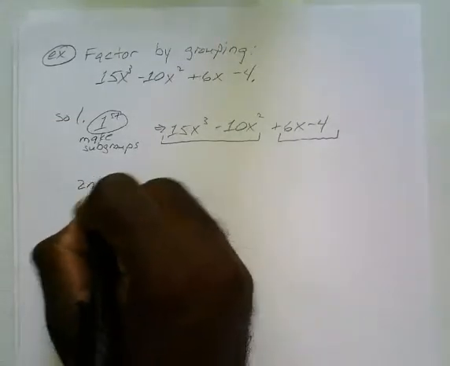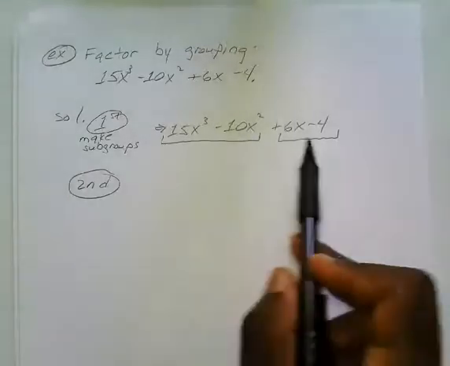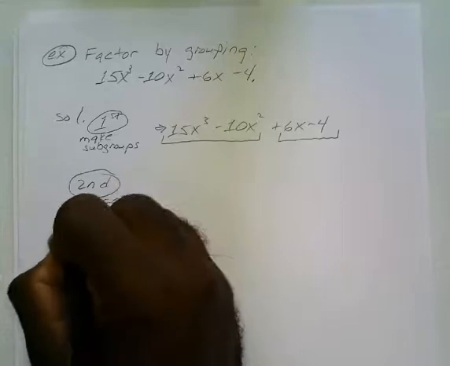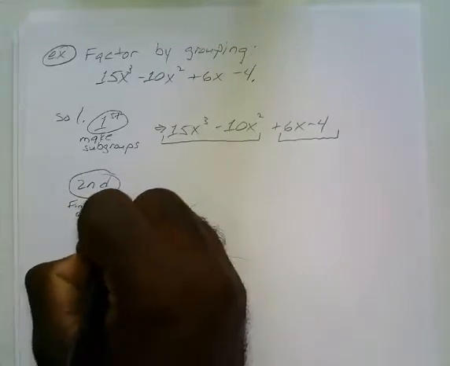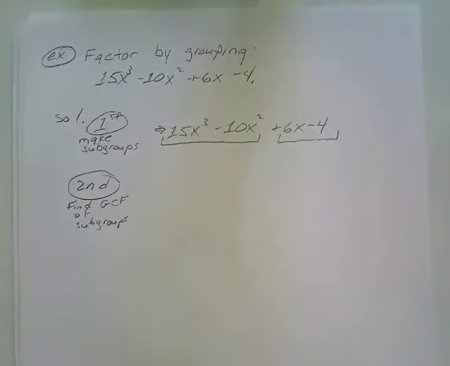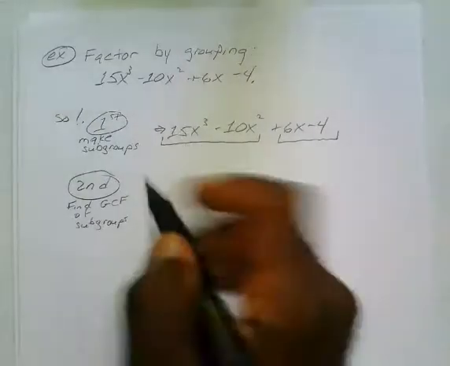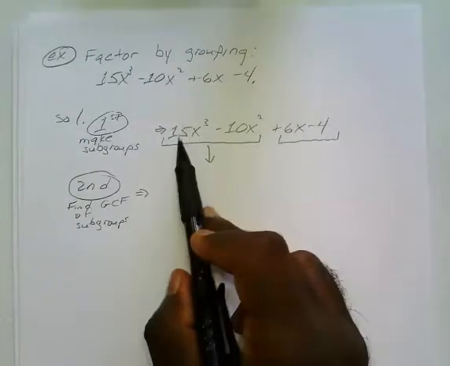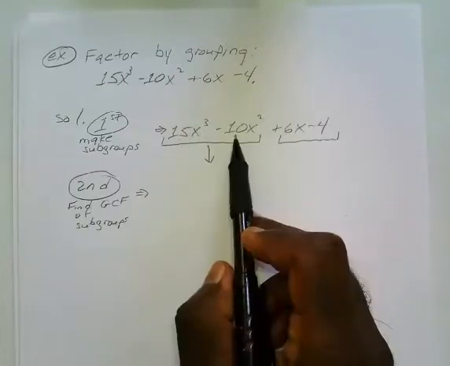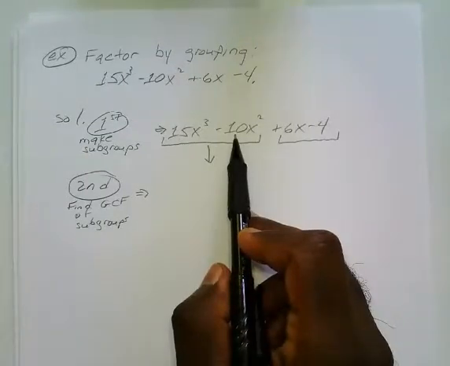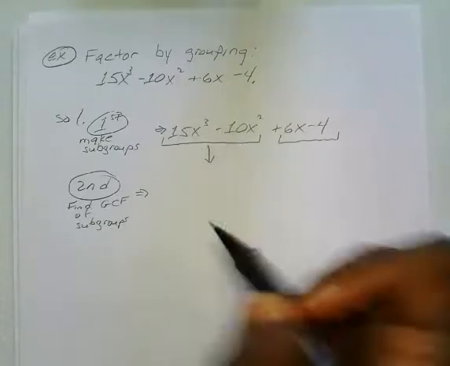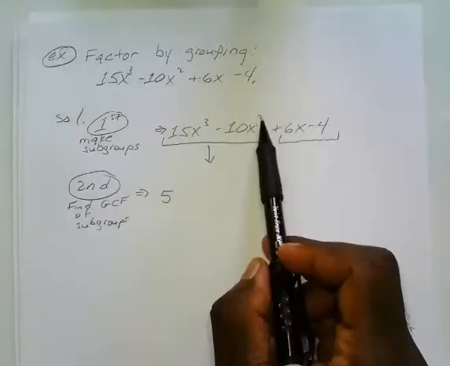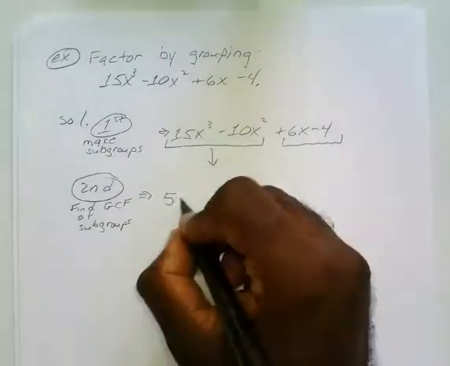Your second step is you're going to find the greatest common factor of each subgroup. We see here that in this subgroup, you have 15, which is 5 times 3, and you have 10, which is 5 times 2, so you can factor 5 out of both of those. You have x to the third and x squared. That's the smallest exponent, so you can factor an x squared out of both of these.